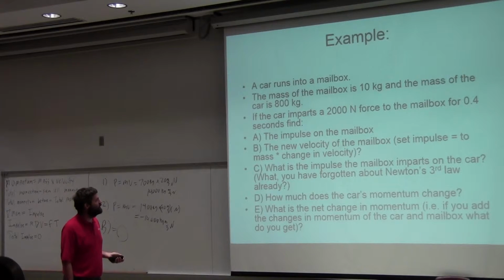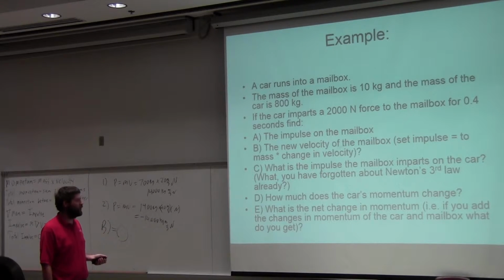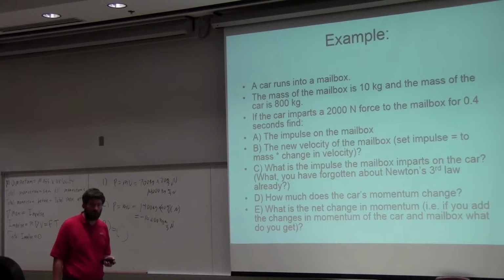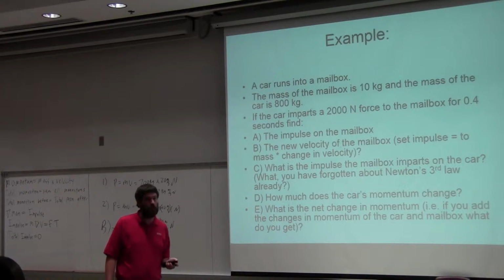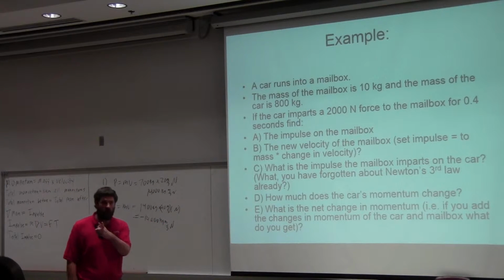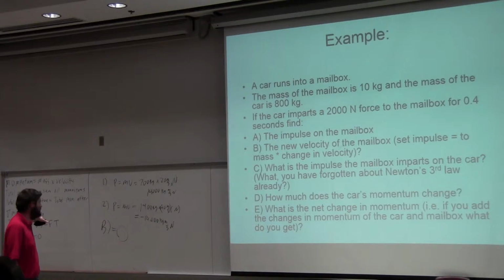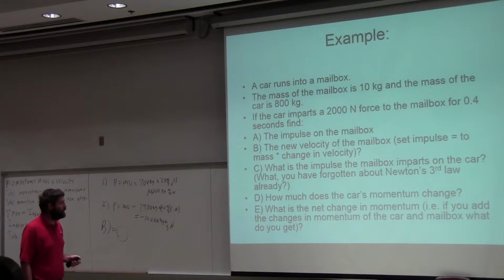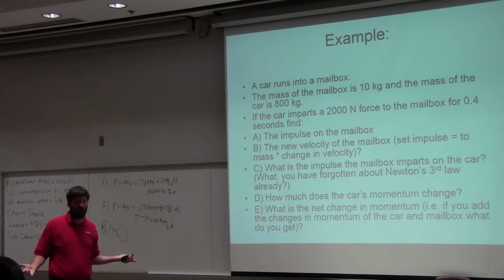So the car imparts a 2,000 Newton force on the mailbox for 0.4 seconds. The mailbox is 10 kilograms, the car is 800 kilograms. And you're going to have to find a few things. Now, some of your answers to some of these questions are going to be very similar for reasons we'll get to. So find the impulse on the mailbox. Find the final velocity of the mailbox. Initial is, of course, 0 because it's at rest.